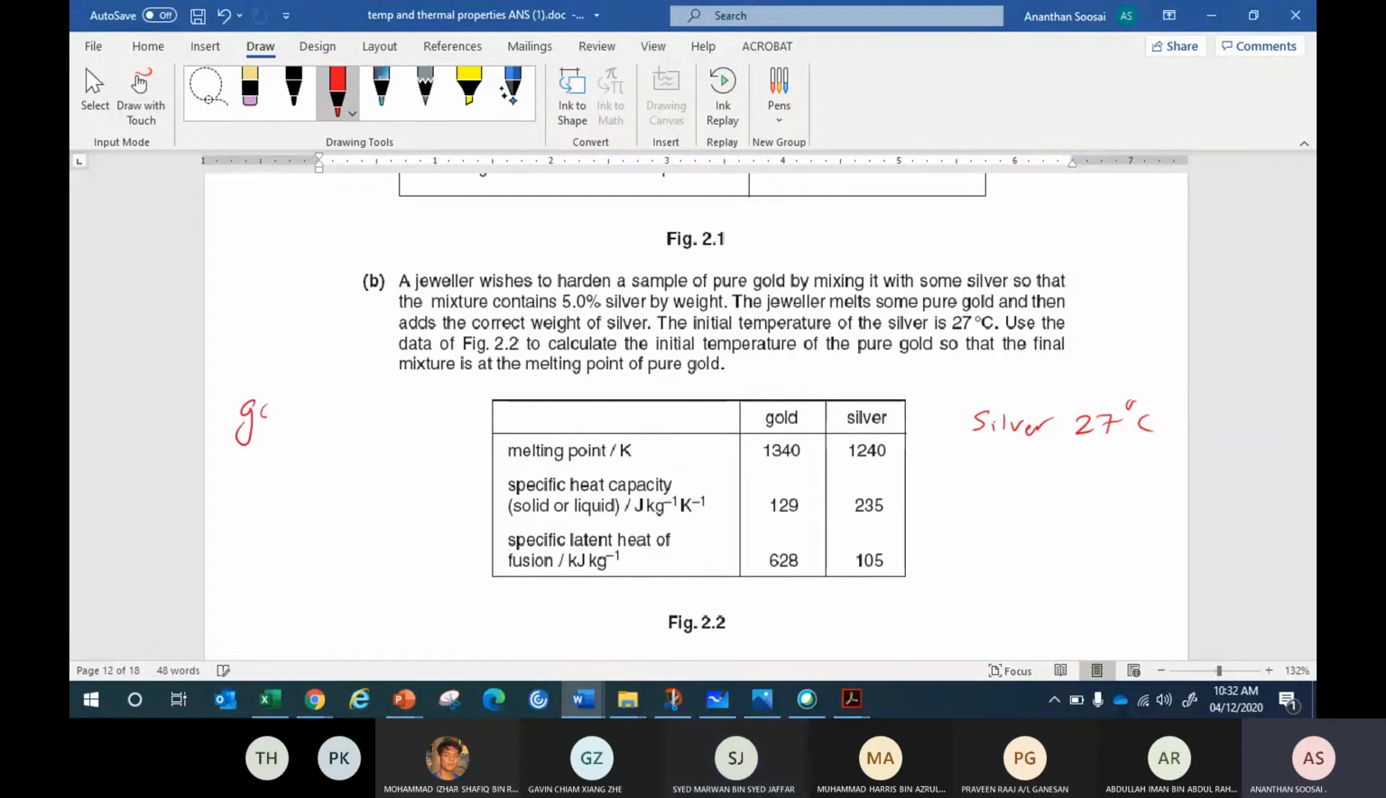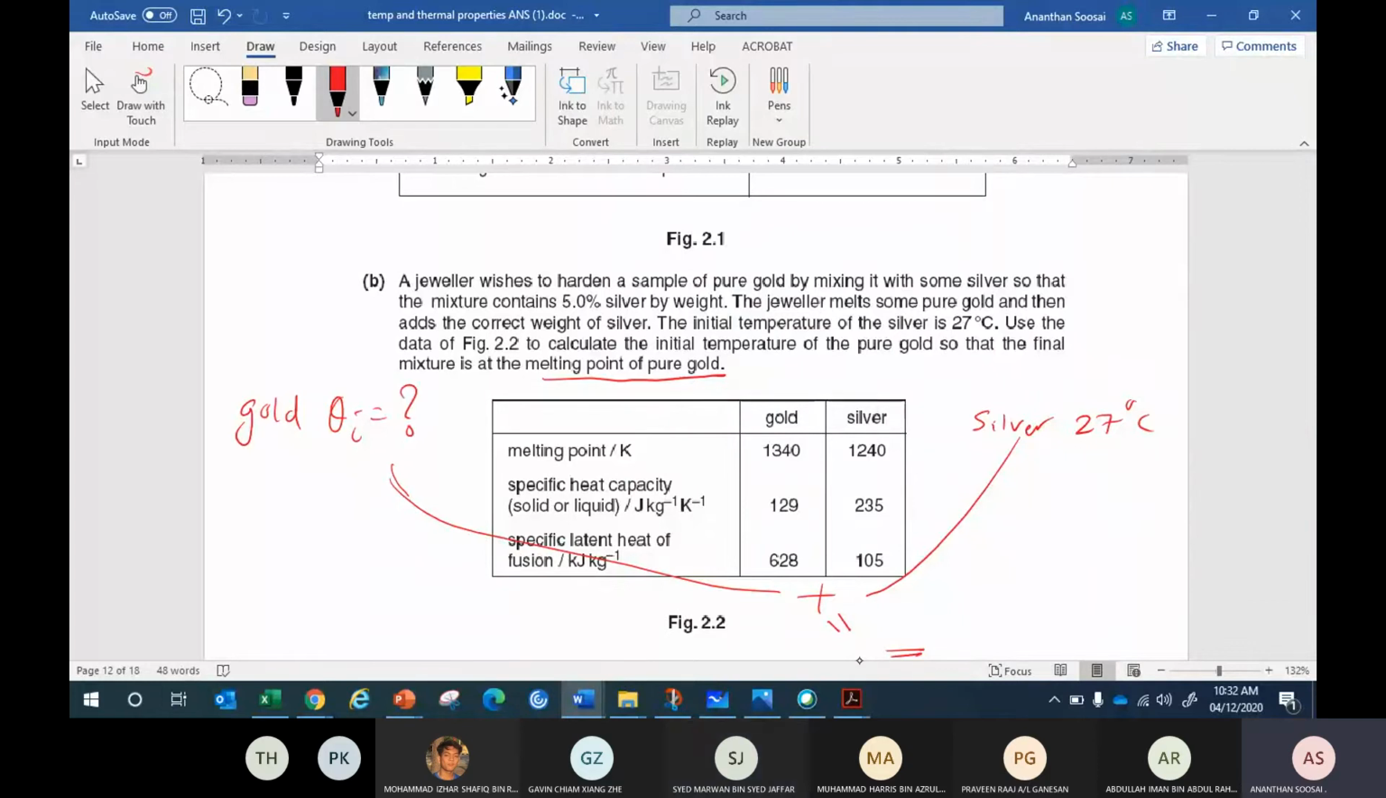They're asking what? What is the gold? The initial temperature, how much? So the gold and what? The gold and the silver, both of them have been added. And what is the final temperature they attain? Calculate the initial temperature of the pure gold so that the final mixture is at the melting point of the gold. Okay, so what is the melting point of the gold?